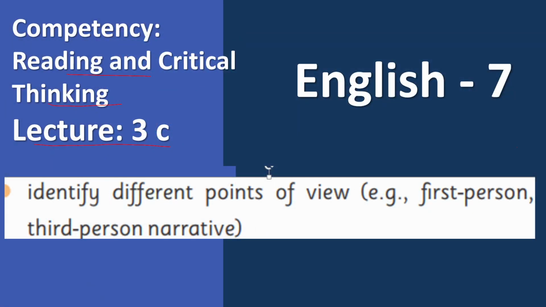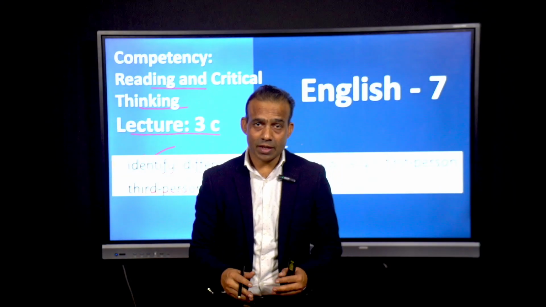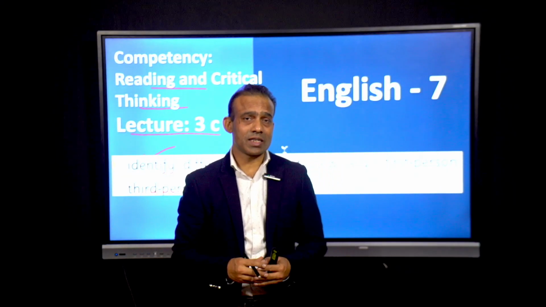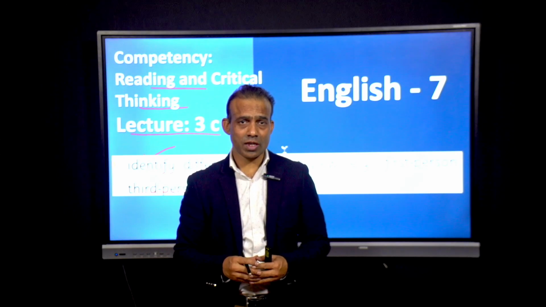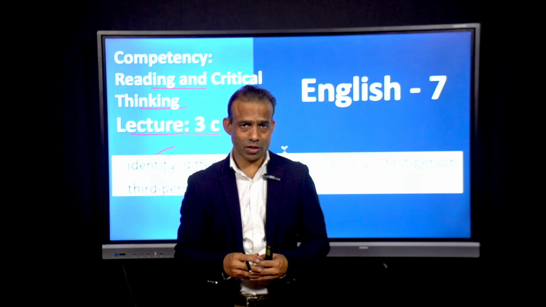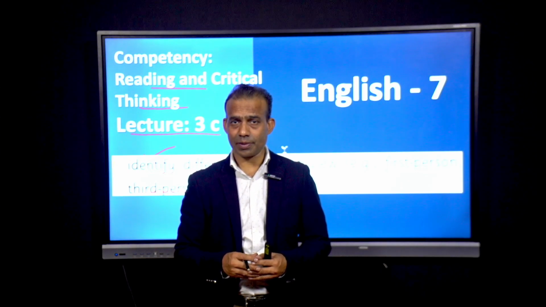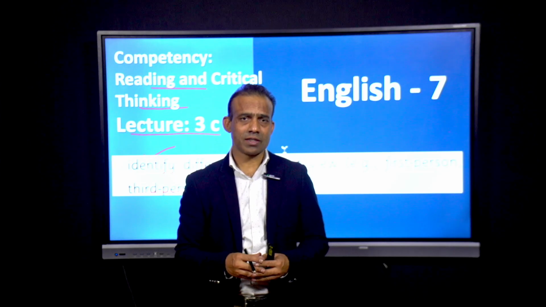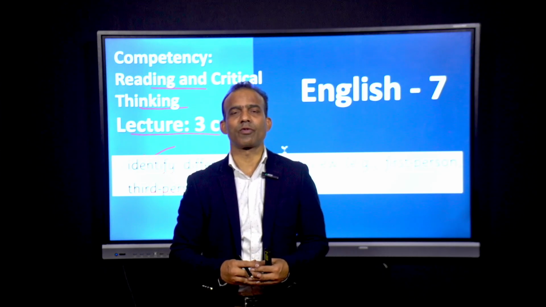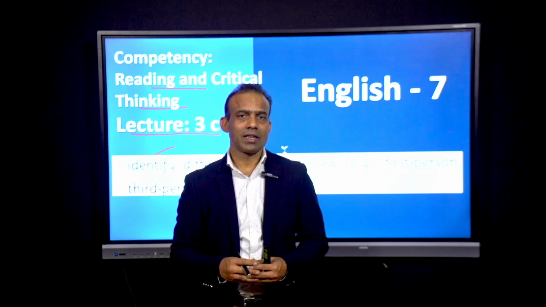Identify different points of view. The SLO starts with identify different points of view, for example, first person, third person narrative. So, my dear learners, it is very clear from the SLO that we are talking about the narrators. Narrators mean the person who tells a story. There are two types of narrators this SLO is describing, first person and third person.